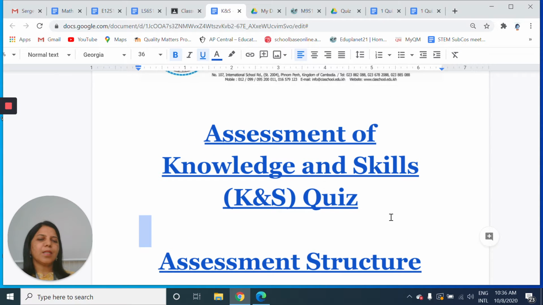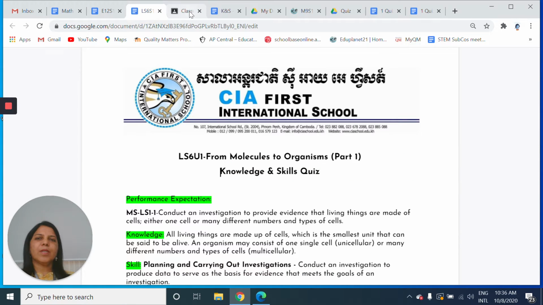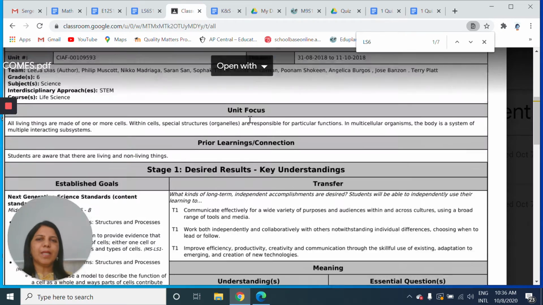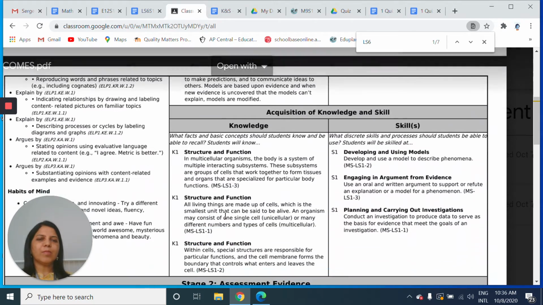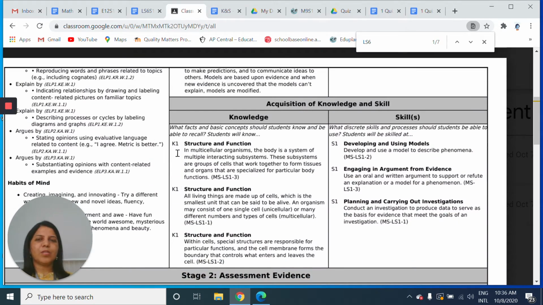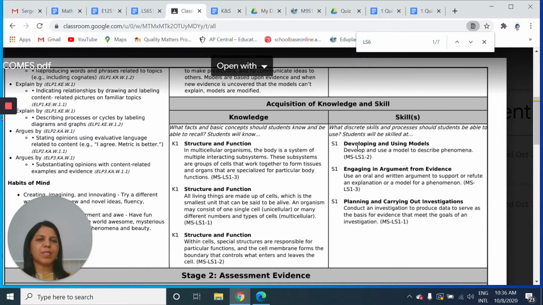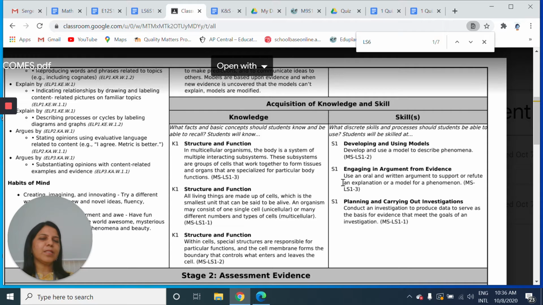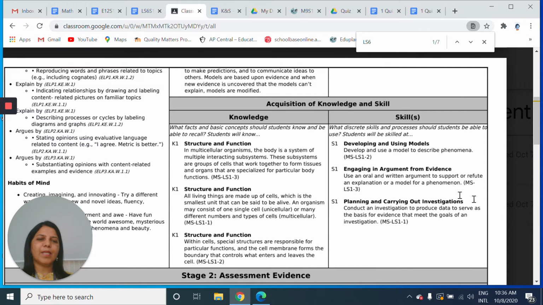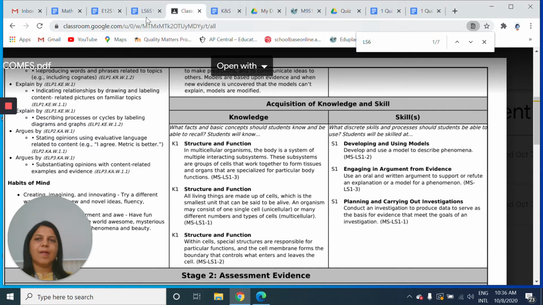Now, how is it assessed? Let me show you a few examples of this. Let us go back to the unit I talked about in my last video, from molecules to organisms, life science, unit 1. We talked about the knowledge, structure and function, and these skills: developing and using models, engaging in argument from evidence, and planning and carrying out investigations.